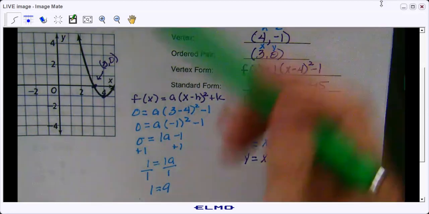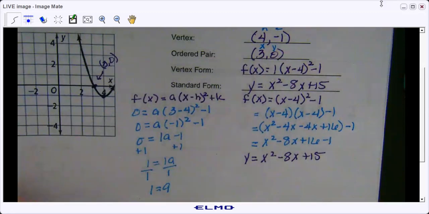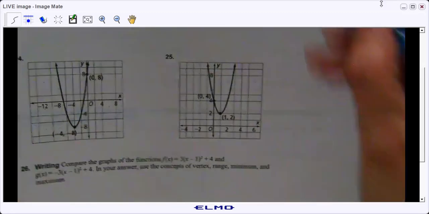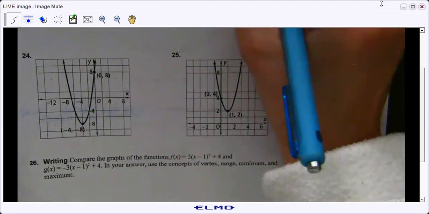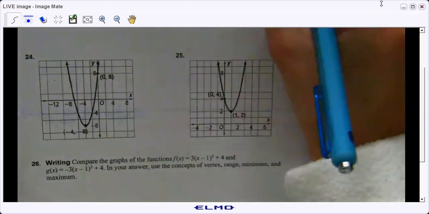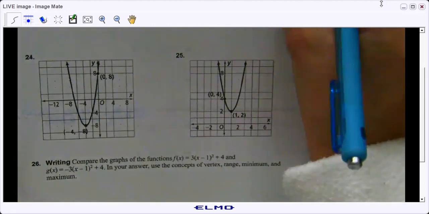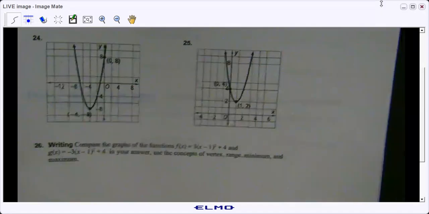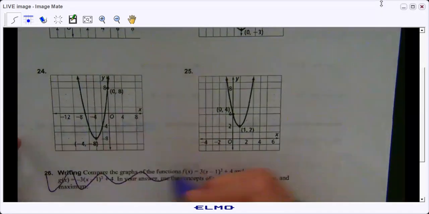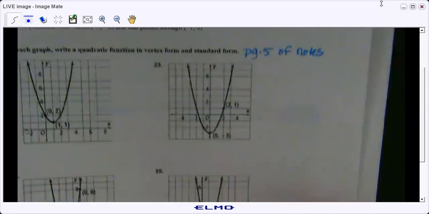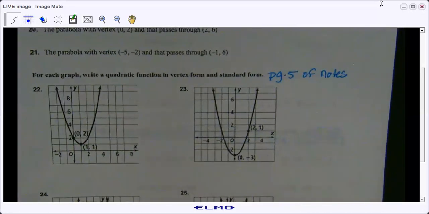For these two problems, I'm going to put the homework up for just a second. You can do these using page 5 of notes. And then we're going to skip 26, so cross off 26. On 22 through 25, you're going to look at page 5 of your notes. Okay, so that concludes our lesson for 8-4, vertex form of a quadratic function.